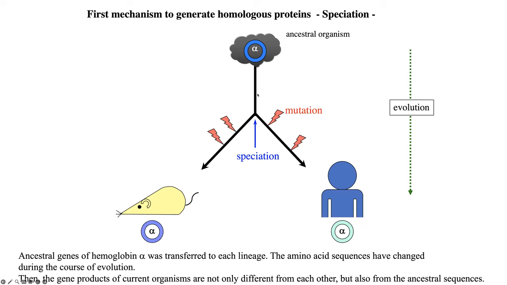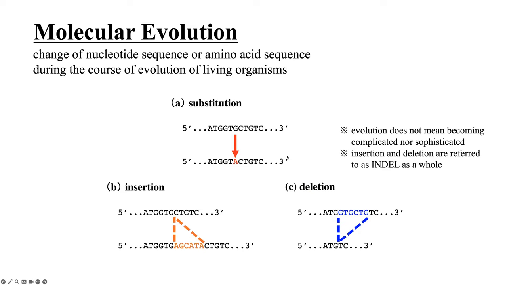Okay, so let's consider the mutation. There are three basic types of mutations: substitution, insertion, and deletion. Substitution: this is the ancestor and this is a progenitor. In this case, it is not an amino acid sequence, it is a nucleotide sequence, but this position is changed from G to A. So this is a substitution. In this case, the ancestor doesn't have this region, but the progenitor has this segment. This is called insertion. And in contrast, in this case, the ancestor has this blue segment, but the progenitor lost this segment. This event is called deletion.